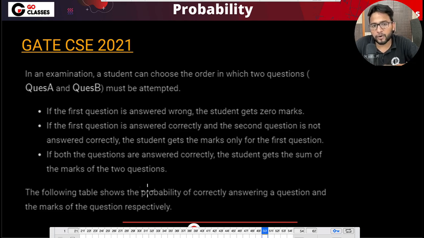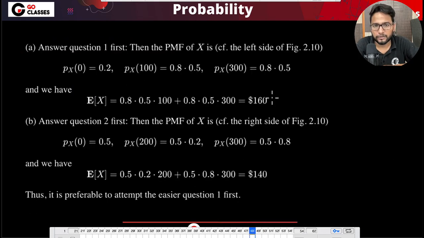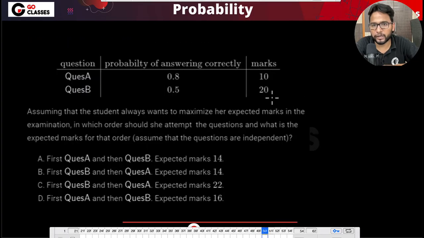Now, they are saying the following table shows the probability of correctly answering a question and marks of the question respectively. So basically, you can answer with 0.8 probability. I think the probabilities are even the same. With 0.8 probability, you can answer this question A correctly, and the marks you will be getting are 10. I think the marks are different. There were 300 or 100 or something like that. Marks were 100 and 200. Okay, instead of 100 and 200, they have 10 and 20. Like that's the only change that they have done. Instead of 100 and 200, they have 10 and 20.